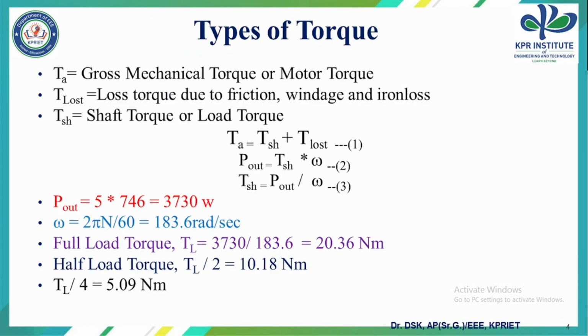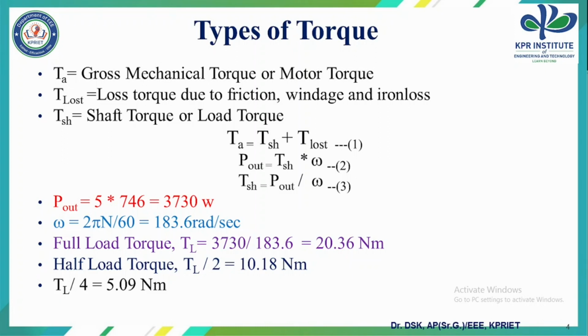So usually we have three different types of torque. One is the gross mechanical torque. Next one is lost torque, which is due to frictional loss, windage loss and iron loss, followed by the shaft torque or load torque. The gross mechanical torque will be equal to the summation of the shaft torque and the total lost torque. And we know the output can be calculated by using the formula P out is equal to shaft torque into omega, where omega is equal to 2 pi N divided by 60, whose unit is radians per second.